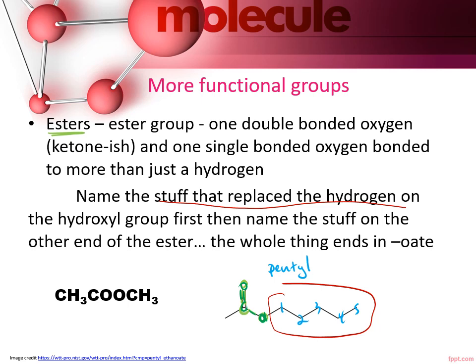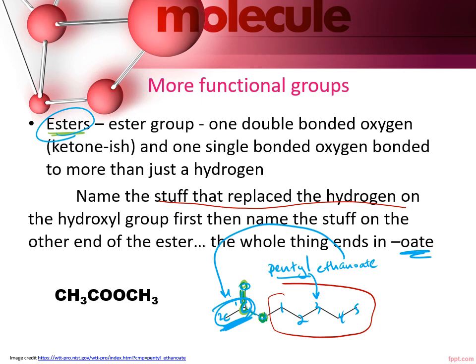And now I'm going to figure out how many carbons do I have on the other side. I have 1, and there's that 1 too. So I'm going to call it -oate. -oate is how we end these ester guys. Pentyl, because I have these 5 carbons here. Ethanoate, because I have 2 carbons on this side.